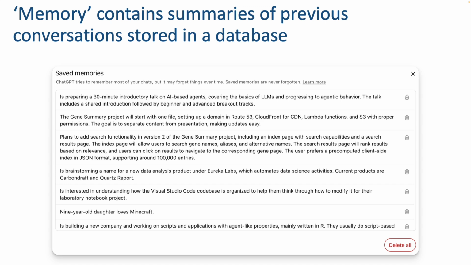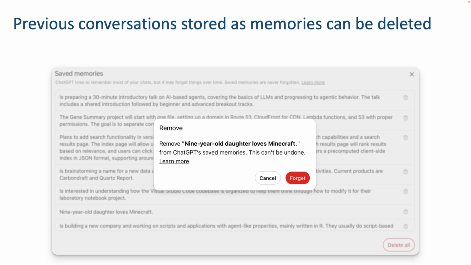Now, one thing I notice here is that it has 9-year-old daughter loves Minecraft. I do have a 9-year-old daughter. She does love Minecraft. And we were chatting with ChatGPT one day, trying to find games that were similar to Minecraft that she also might like. At the end of that conversation, ChatGPT wrote a single line that says 9-year-old daughter loves Minecraft as a memory. So if I then go back and start talking about video games, ChatGPT might bring up, oh, here's a game similar to Minecraft. I know your daughter loves it.